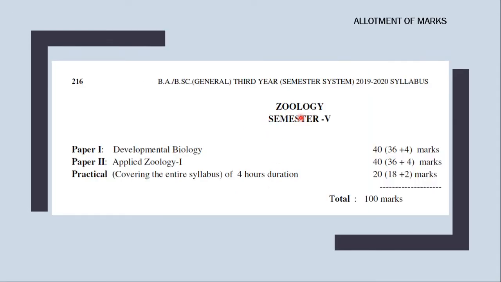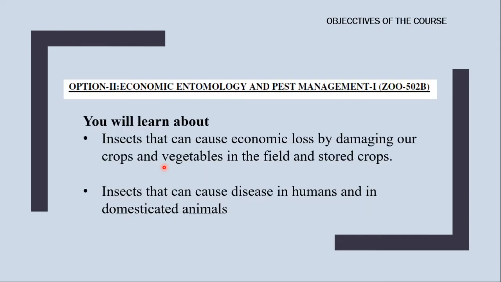The zoology subject for semester 5 is divided into two papers. The first paper is developmental biology and the second paper is applied zoology. I'm going to talk about this applied zoology paper. This paper is further divided into three options. In my college, we teach only the second option, which is economic entomology and pest management. So here I'm going to discuss the syllabus for this paper.